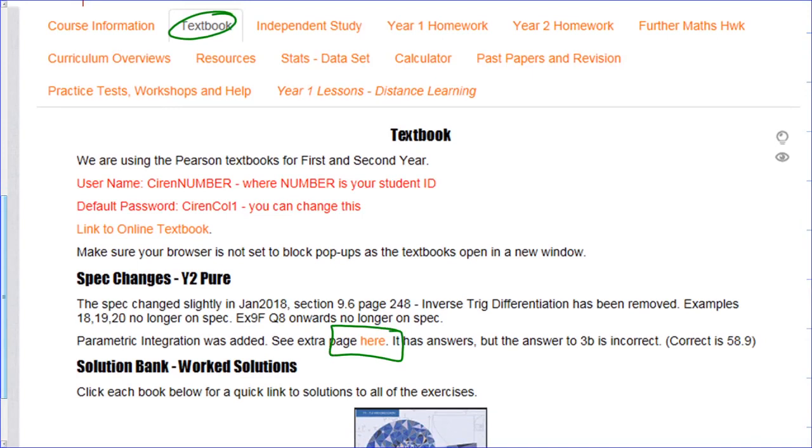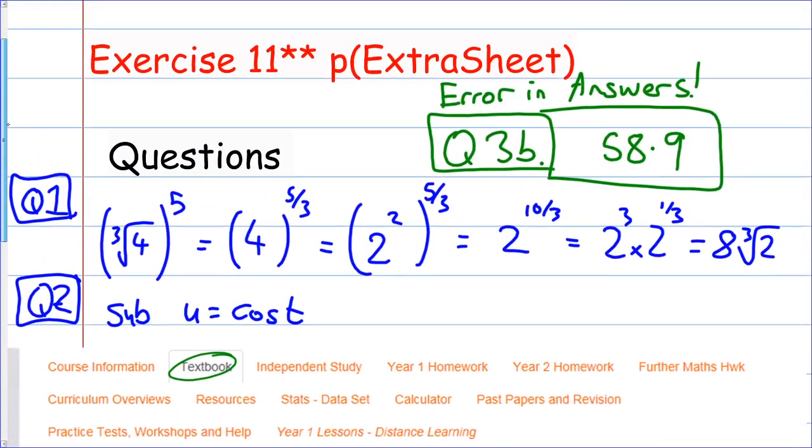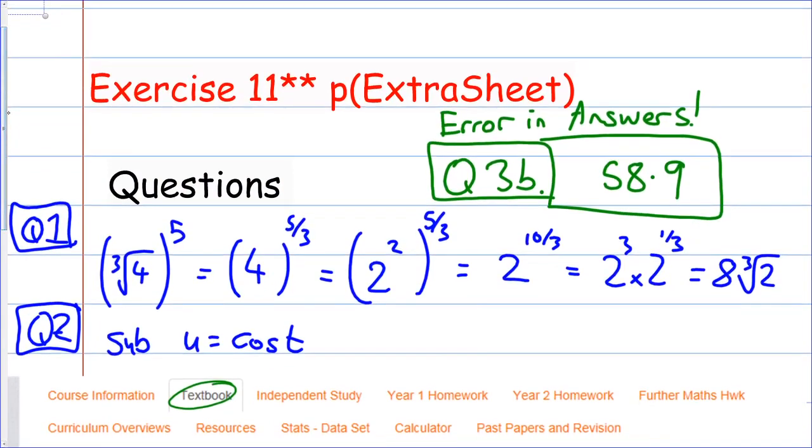The answer to 3b is incorrect. They wouldn't be able to do something without getting at least something incorrect. So the correct answer is there for 3b. I've given you a little pointer for question 1 and question 2. In question 1 there's some nasty powers because it says exact value.